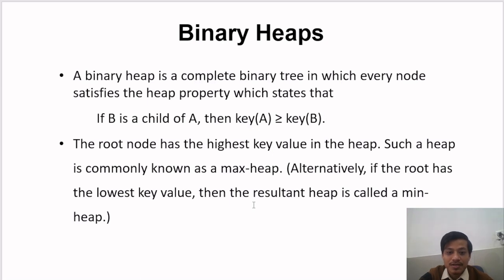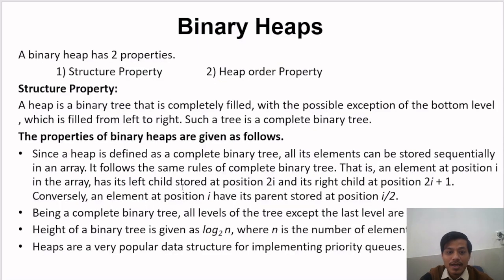Here it is written that if B is a child of A, then obviously A is the parent of B, and A will have the highest value. This is an example of a max heap. The priority will be highest for the root element, and it has two properties: one is the structure property, another is the heap order property.